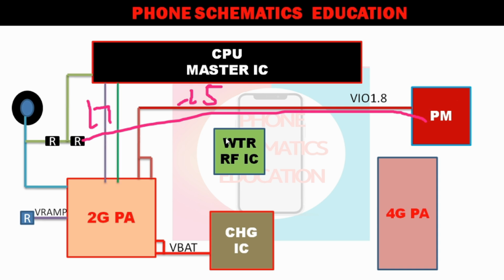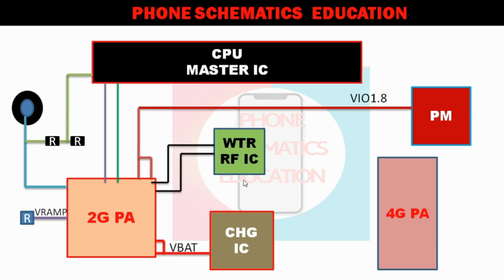Now next, RFFE data, RFFE clock, right? Through this line the CPU takes information. These are our protocol lines, RFFE, radio frequency front end. Clear? Now next, there is less space, that's why I am creating only some lines. There are many lines connecting between the 2G power amplifier and the WTR IC, also the 4G IC, also some communication lines with the CPU. There is less space, so I'm not drawing all these lines.